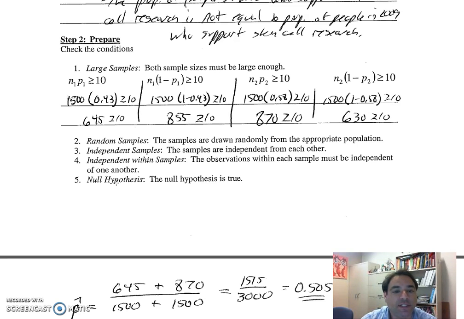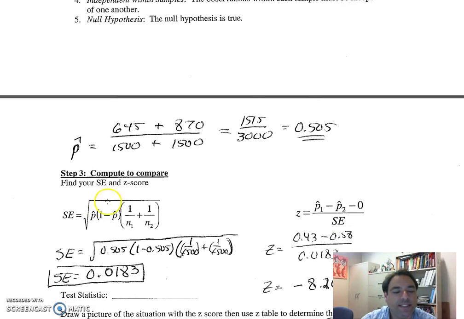Now the question is, when I go for my SE, it asks for p hat. Which p hat do I use? The first or second? The answer is we use a combined p hat. So we add the numerators, add the denominators, and then we divide. So we have this combined p hat. That's what we're going to use for our SE. So that'd be 1515 divided by 3000 is 0.505. So make sure we do that first.